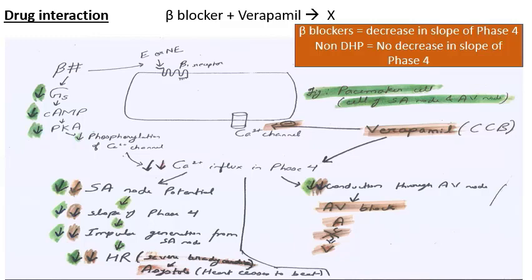Now too much decrease in calcium influx in phase 4 also causes too much decrease of conduction through AV node, and this may result in AV block, atrioventricular block, in which impulse will not pass from atria to ventricle. So beta blocker and verapamil are not given together because they can cause severe bradycardia, asystole, and AV block. This is the reason behind this drug interaction, that beta blocker and verapamil should not be given together.